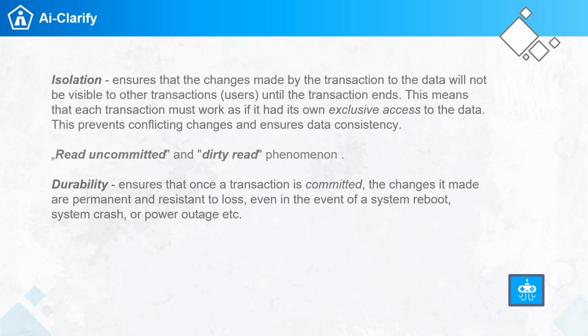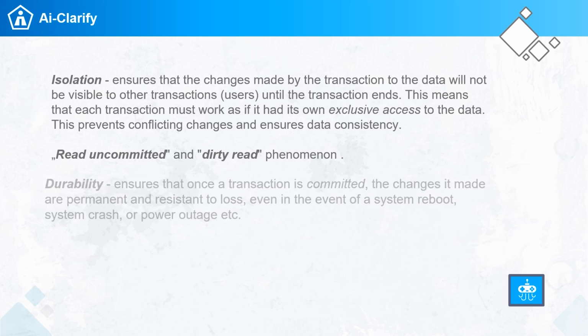This ensures that the results of one transaction are not seen by others until all transactions are completed or committed. Failure to do so is called read uncommitted or dirty read phenomena, so the isolation property ensures they are avoided. It ensures that intermediate results within transactions that are not completed are not visible to other transactions. And the last property in the ACID concept is durability.